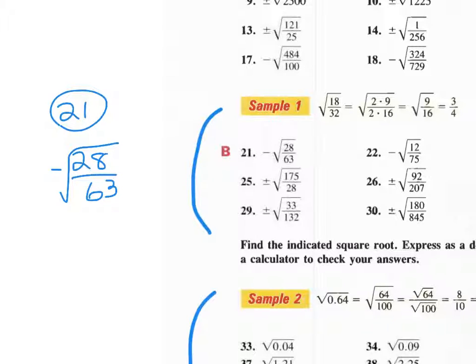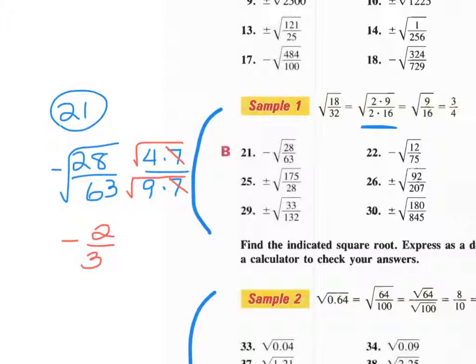If you realize that 28 and 63 are not perfect squares, but I could actually reduce this fraction, or I could do like they're doing in the sample, and I know that 4 times 7 is 28, and 9 times 7 is 63, then what I could do is simplify, cancel the 7s, and now the 4 and the 9 are perfect squares, so 2 over 3. And it had a negative out front, so put a negative in front of the answer.